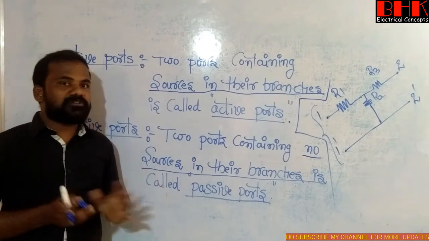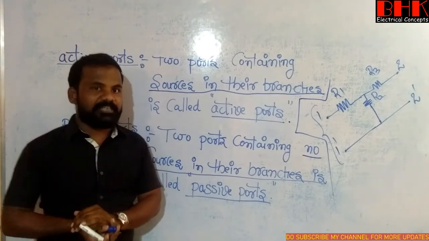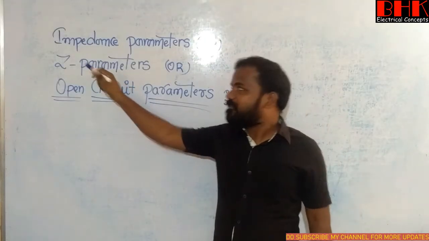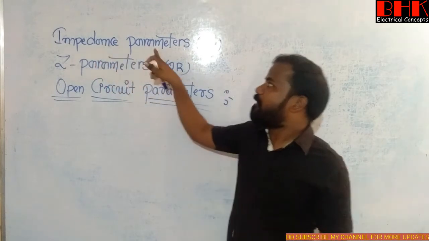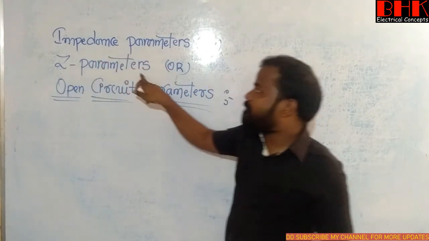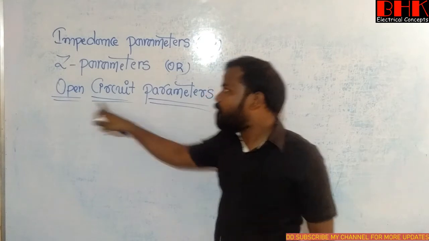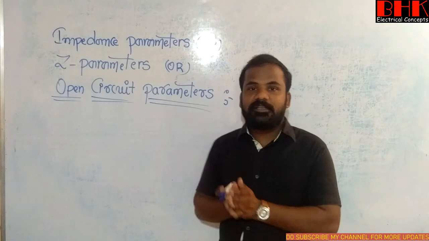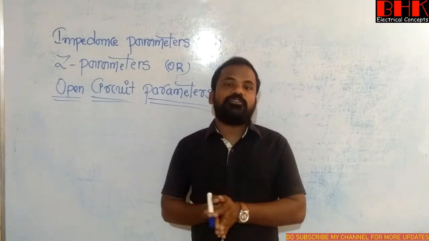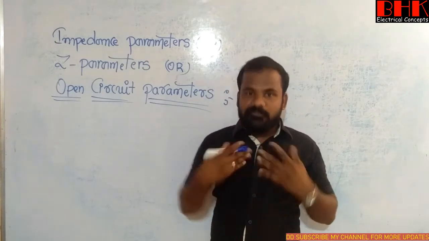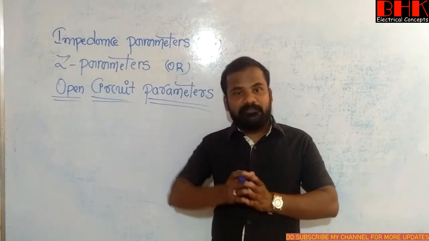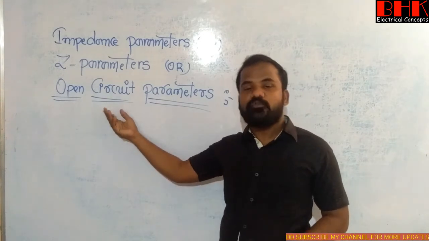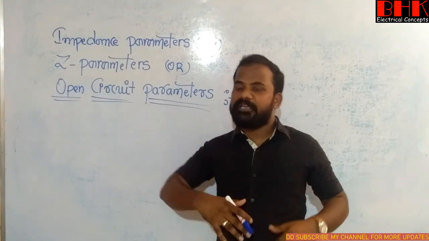Now go for the actual concept of what? Impedance parameters. Clear? Now see the impedance parameter. So now come to the main concept. That is impedance parameters or Z parameters, or we can also call them open circuit parameters. Clear? So why are we going for this concept? If you consider any two port network and we are going to find the impedance parameters from that particular two port network, we use this concept to find the impedance parameters from any two port network.